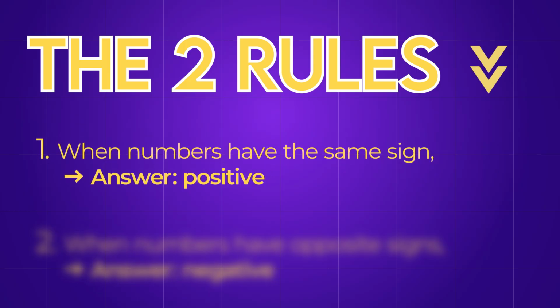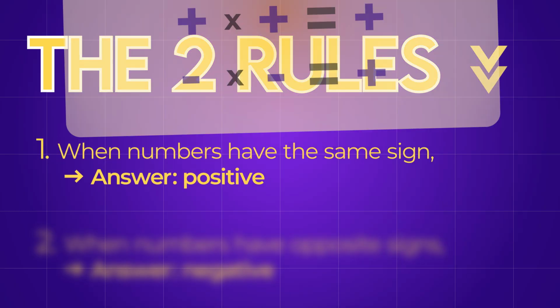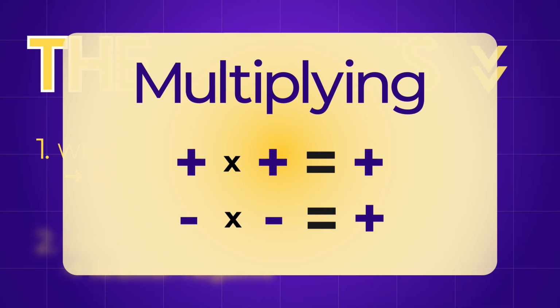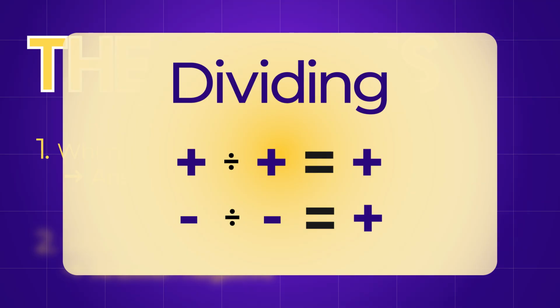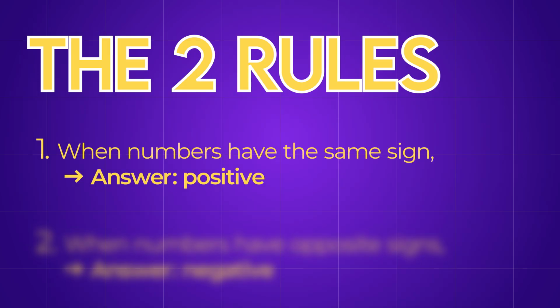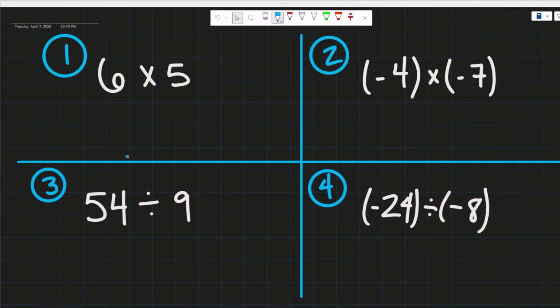So rule number one, if our numbers have the same sign, then our answer is positive. What numbers am I talking about? Well, if we're multiplying two positive numbers or two negative numbers, then our product will be positive. Also, if we're dividing two positive numbers or two negative numbers, then our quotient will be positive. So it may seem strange to multiply and divide two negative numbers and get a positive answer, but that's just the way it works.